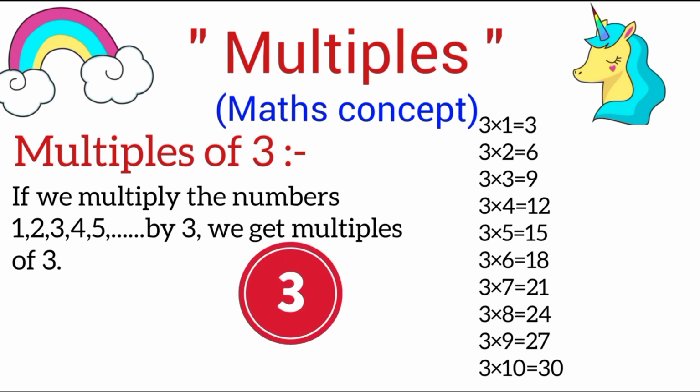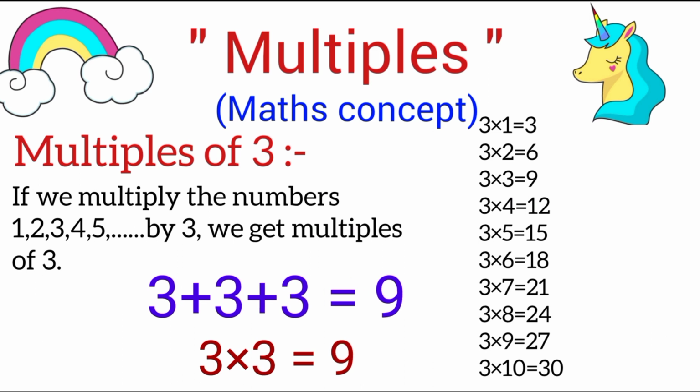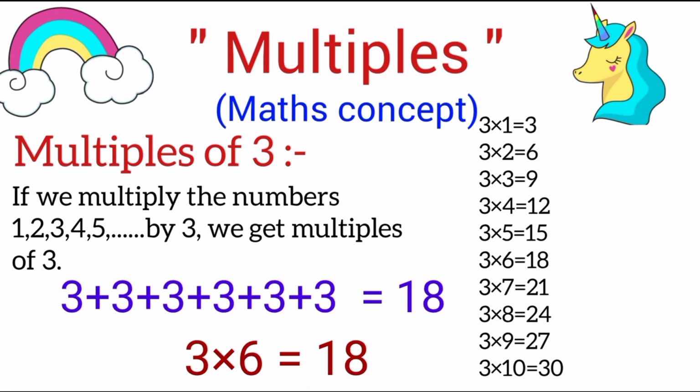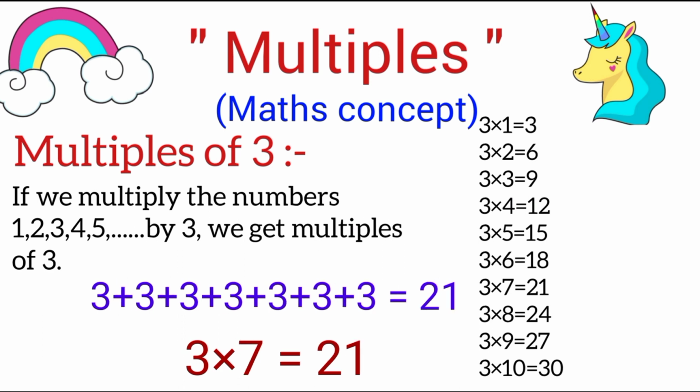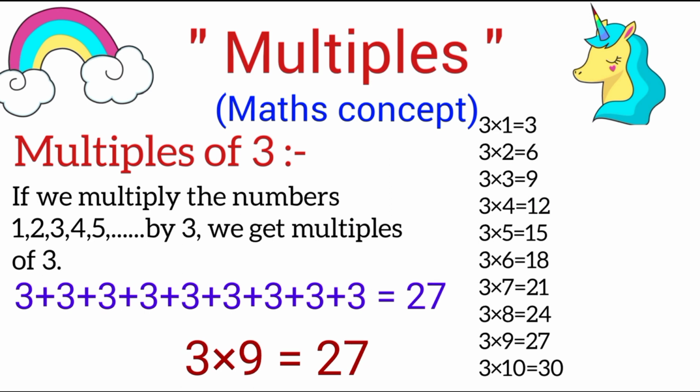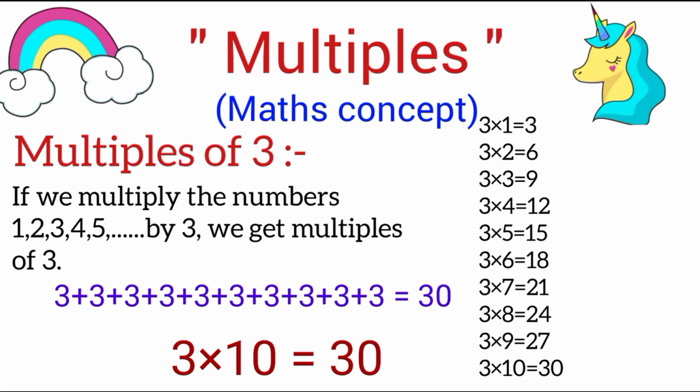Now, let us see the multiples of the number 3. If we multiply the numbers 1, 2, 3, 4, 5 and so on by the number 3, we get multiples of the number 3. 3 ones are 3, 3 twos are 6, 3 threes are 9, 3 fours are 12, 3 fives are 15, 3 sixes are 18, 3 sevens are 21, 3 eights are 24, 3 nines are 27, and 3 tens are 30.